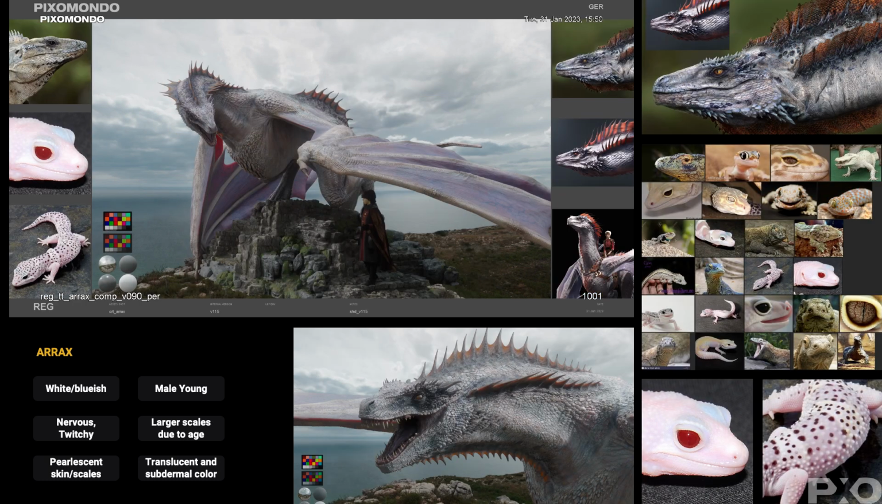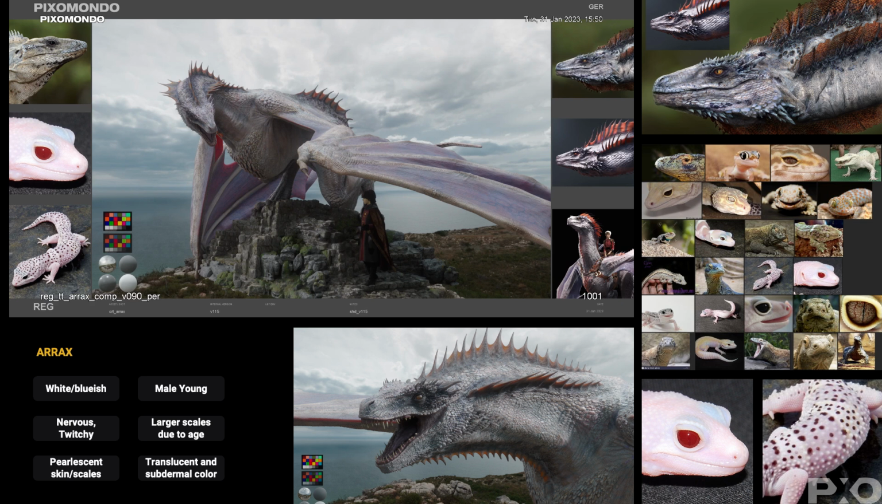And we did it also for the other dragon. Even if I don't go too much into detail, you can really see just by looking at it that the feeling now is completely different. It's different colors, different types of references. This dragon is still young, but this one has more of a nervous and twitchy behavior. Interesting for us for this dragon was that it was supposed to have a translucent and kind of pearlescent look.